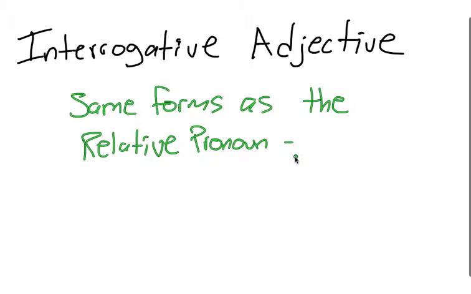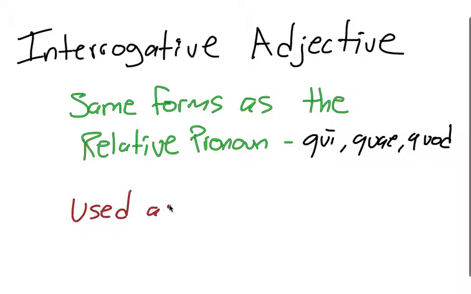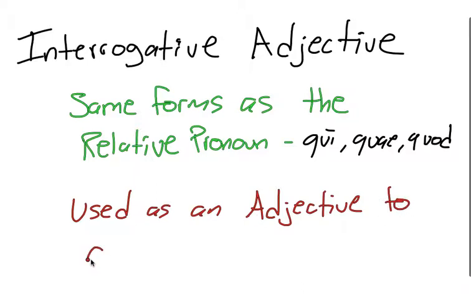Remember, the relative pronoun is qui, quae, quod. Okay, I'm not going to decline it for you because we know it already. Qui, quae, quod, cuius, cuius, cuius, etc. It has the same forms as the relative pronoun, but it's obviously used as an adjective to ask a question, as it's an interrogative.